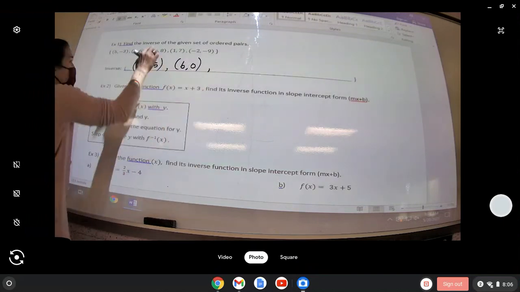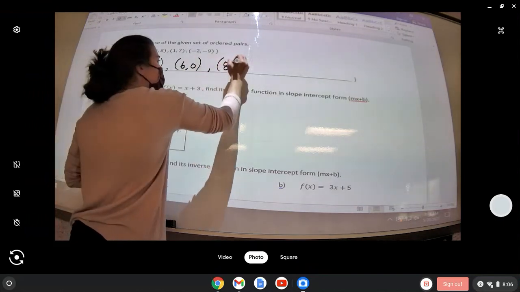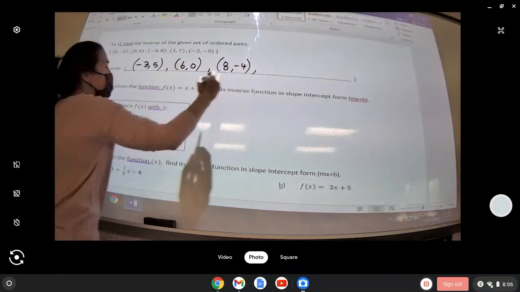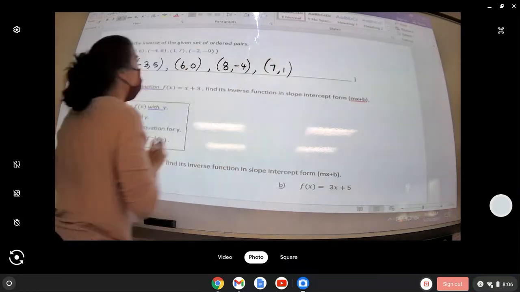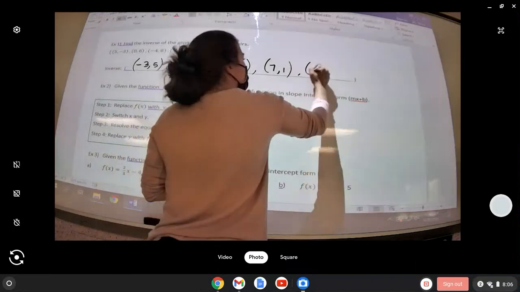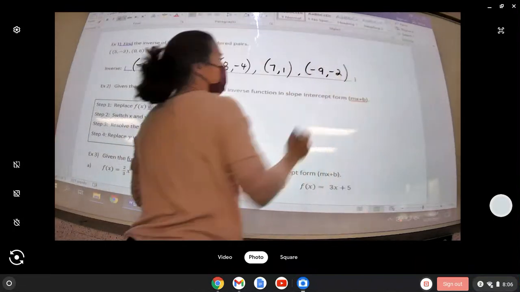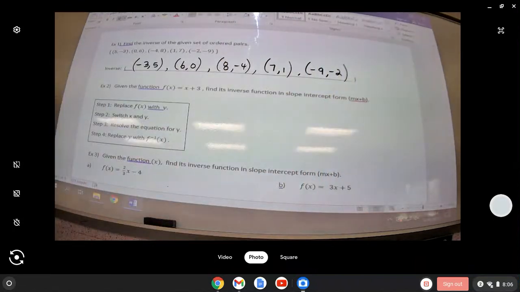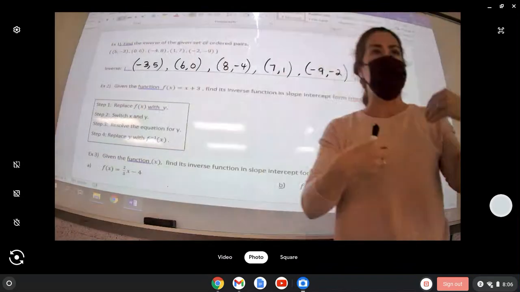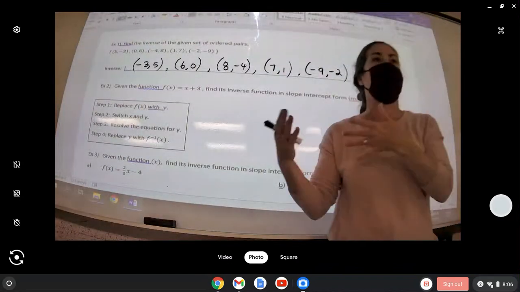Now we know 6, 0 is on the inverse function's graph. All right, so just switch all your ordered pairs. 8, -4, 7, 1, and then -2, -9. And then that would be the inverse, right? The ordered pairs where x and y have been switched. Okay, nice and easy, right? All right, well, that's how you can find an inverse when you're given a list of ordered pairs.